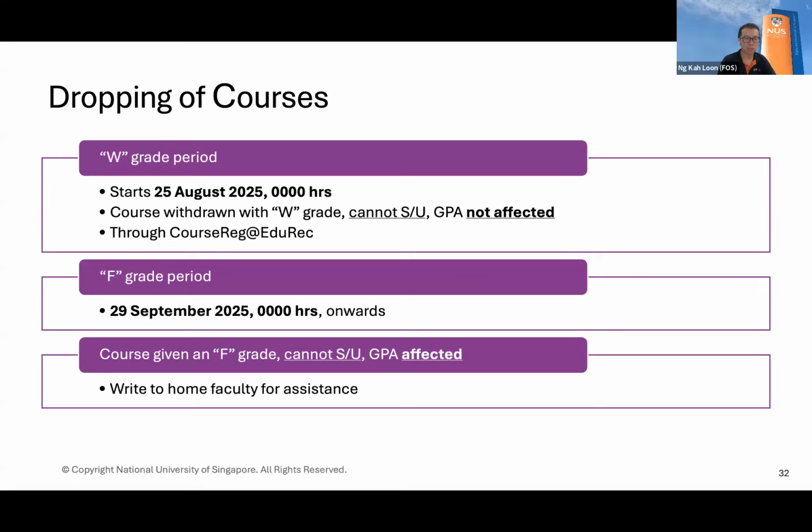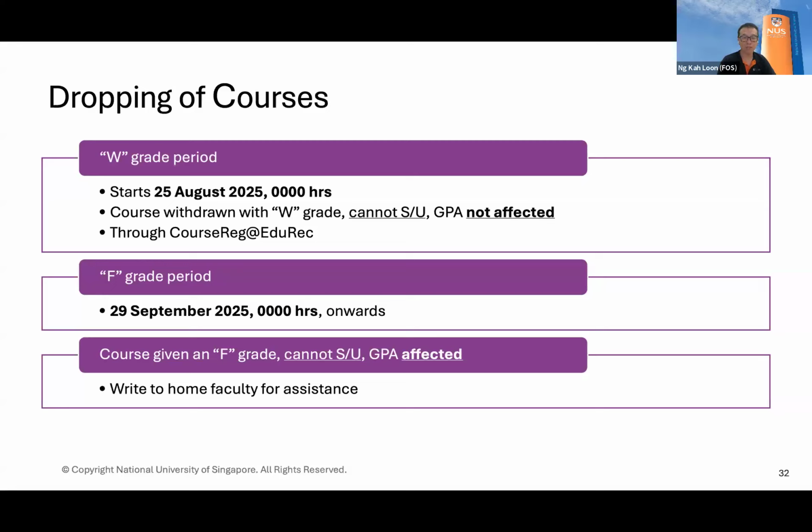If you register and then subsequently drop a course before 25th of August, nothing will happen. It will not show up on your transcript. But starting from 25th of August, 0000 hours, all the way to 28th of September 2359, a course that is dropped during this period will be reflected with a W grade. From 29th of September, 0000 hours onwards, any course that is dropped after this time will be reflected with an F. So please be very mindful.